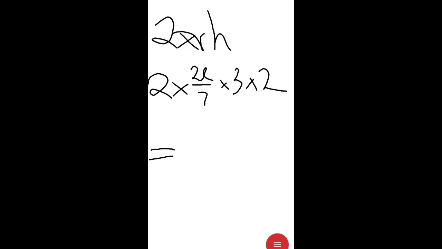So you're going to insert the values in. So 2 times 22/7 times the radius, which is 3, times the height, which is 2. And if we do that, you put all this into your calculator, you should be able to get 37.7 centimeters squared. Very easy, isn't it?